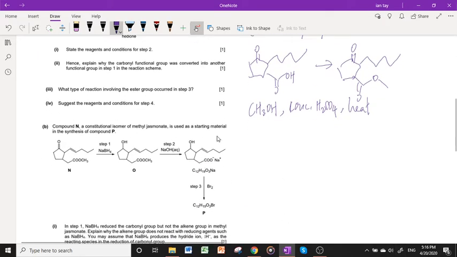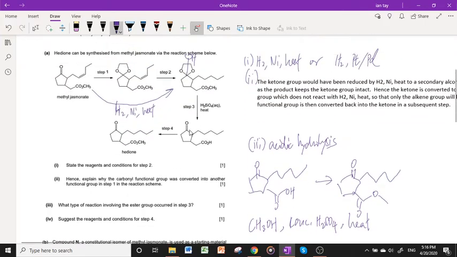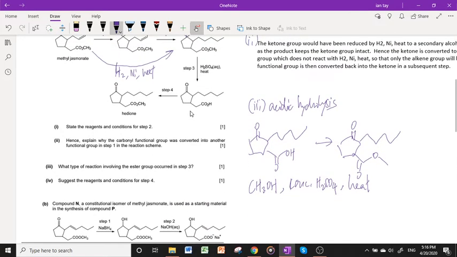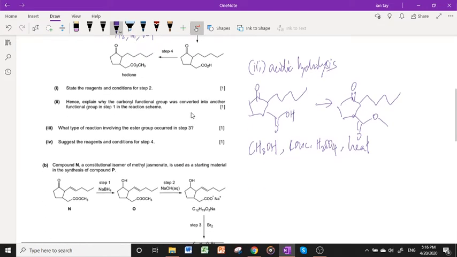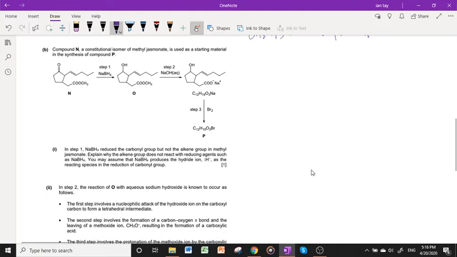So let us take a look now at a compound, a constitutional isomer of methyl jasmonate. Okay. So how does it differ? It differs. Oh, is it a cis trans? At first I thought it was a cis trans, but actually looking closely, the position of the double bond is different. Right? So it is actually a structural isomer.